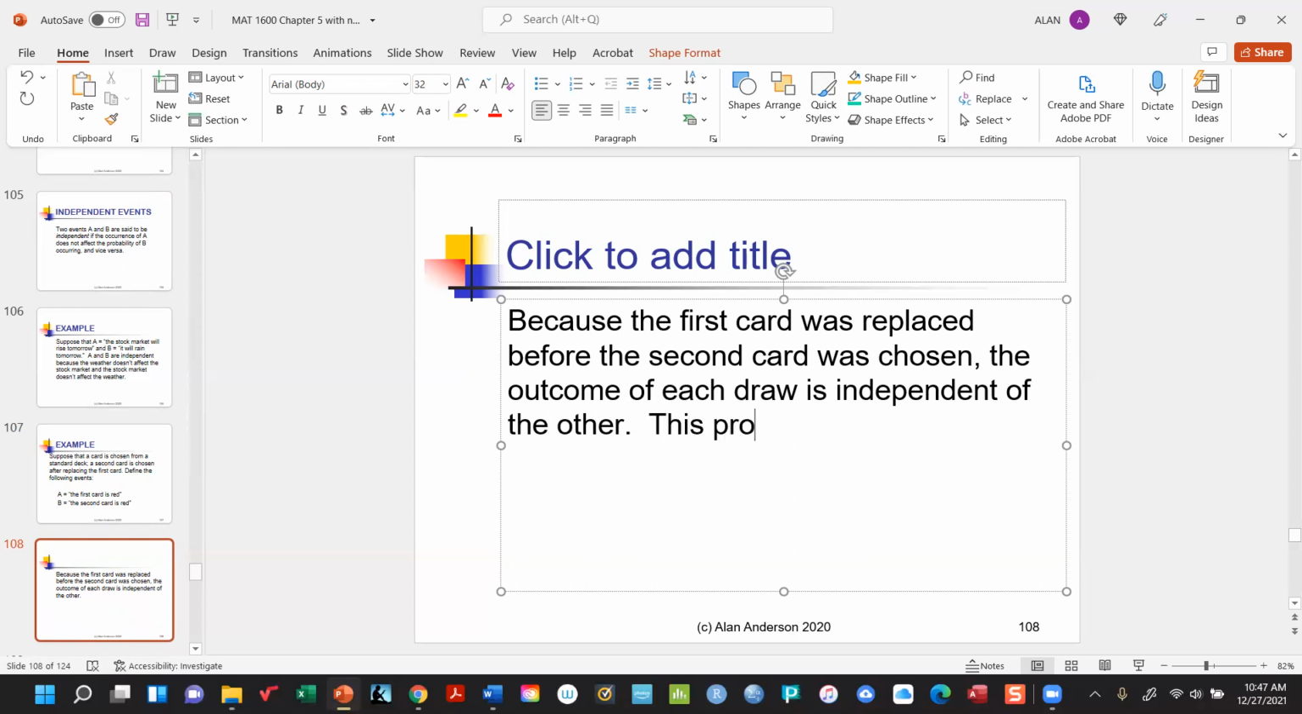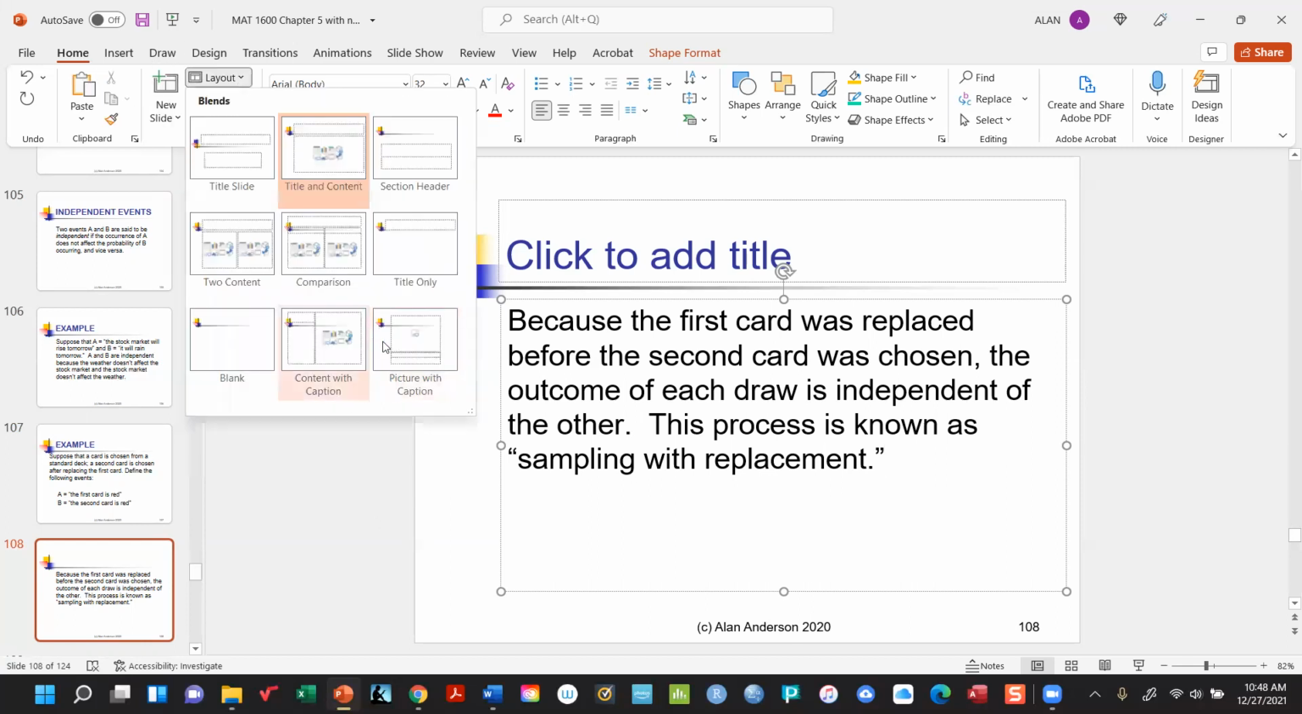And we call this process sampling with replacement. You don't have to memorize this. Sampling with replacement means that when you take an element from the deck of cards and you put it back, the draws are independent of each other. So what effect does that have on our multiplication rule?